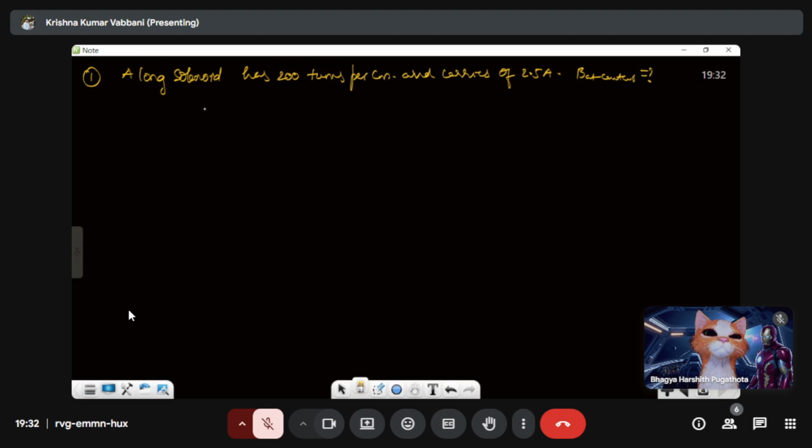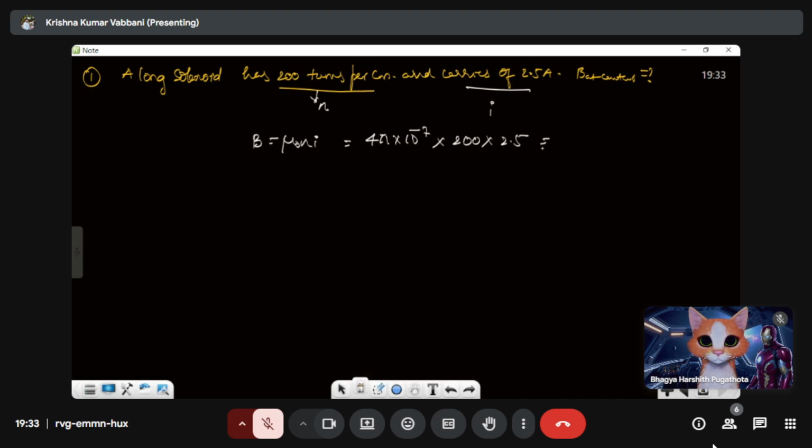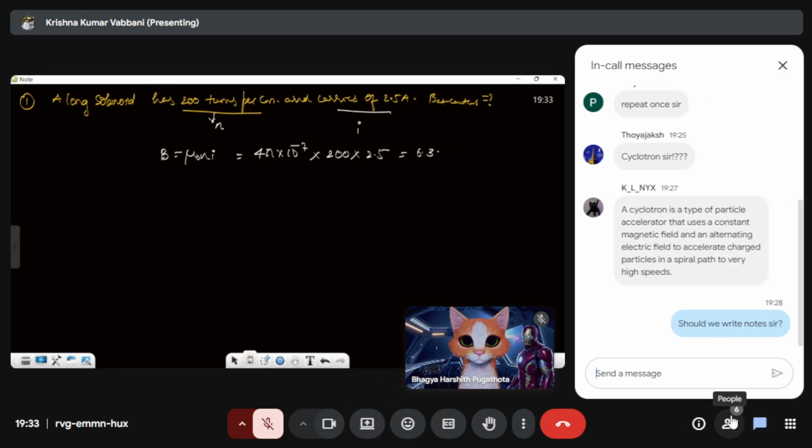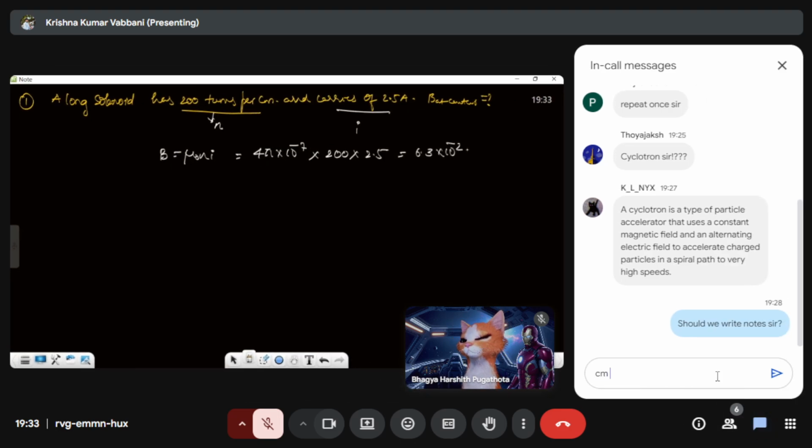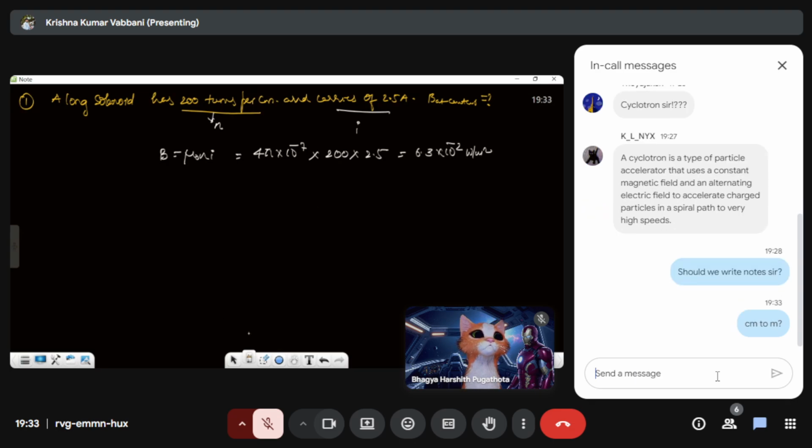See, they have already given the solenoid's number of turns per centimeter, the n value, and they have given the I value. So what is that magnetic field? Substitute mu naught equals 4 pi into 10 power minus 7, n equals 200 turns, and I equals 2.5. So we will get the answer, nearly 6.3 into 10 power minus 12 Weber per meter square, or Tesla. We already know this. The basic question we already discussed.